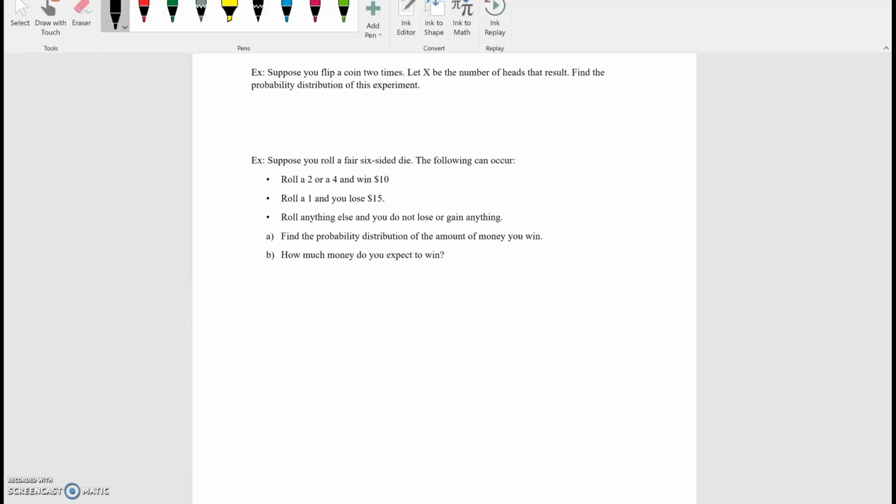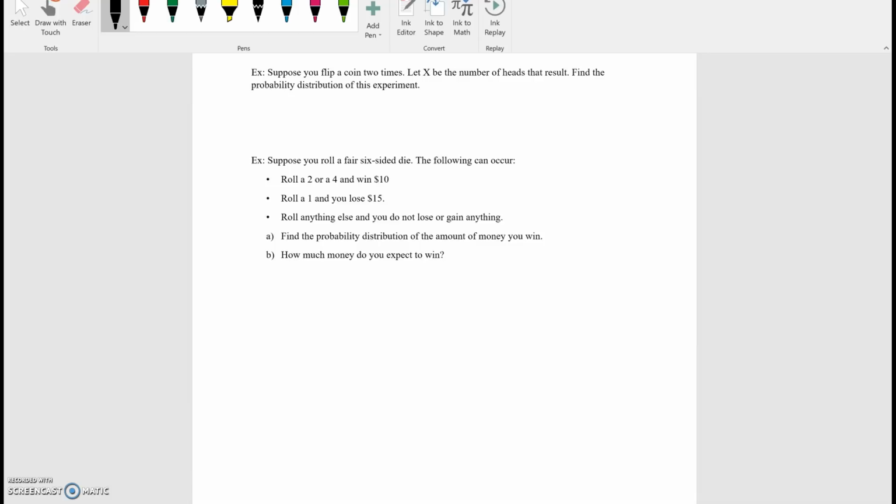So the next thing that we're going to try to do is how to create probability distributions. Here we have a problem. Suppose you flip a coin 2 times, and we want to let X be the number of heads that result. Find the probability distribution of this experiment. If we remember, probability distributions can be given as a table, a graph, or a formula, but in this case, we're just going to deal with tables because it seems much easier.